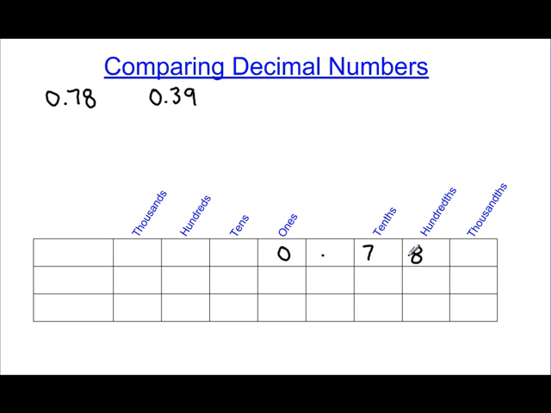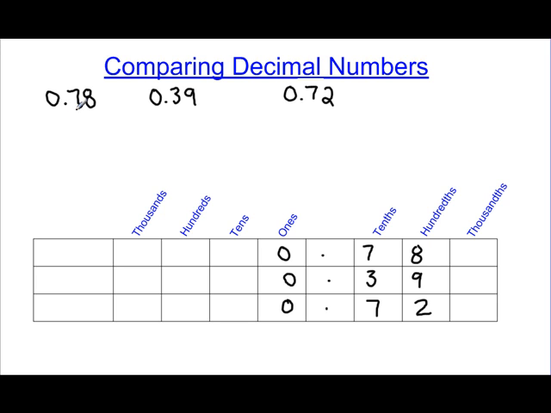78 hundredths, 39 hundredths. And just to make things interesting, let's add one more number. 72 hundredths. All right. Well, if I want to compare these decimals from greatest to smallest, I would first look, like I said before, at the ones column. But I have 0 ones in each number. So I'm going to look to the next number in the tenths column.